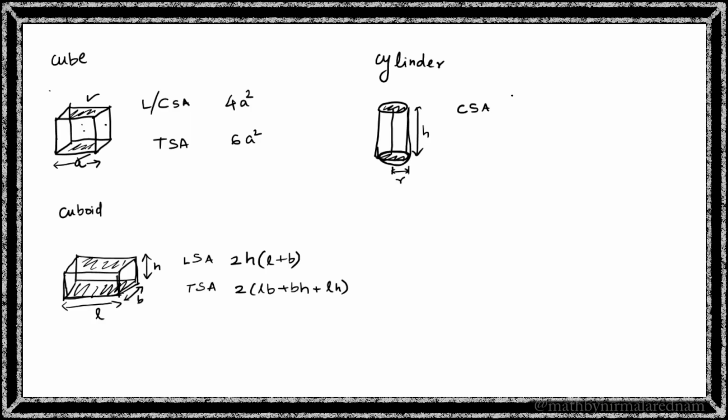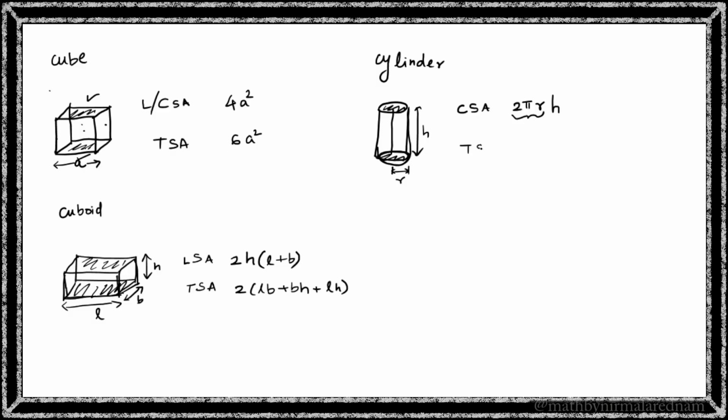That will give you the surface area of the lateral part, the curved surface part. So 2 pi r here is the circumference of the base, the circle, into h, the height of the cylinder. This is the curved surface area of the cylinder.